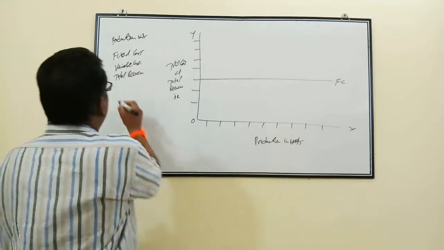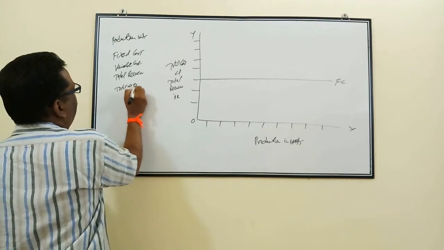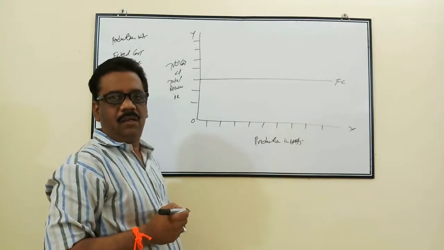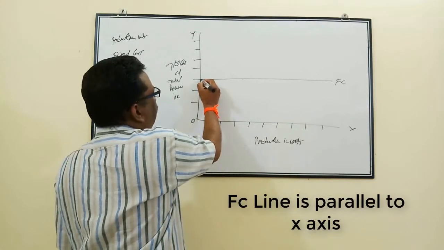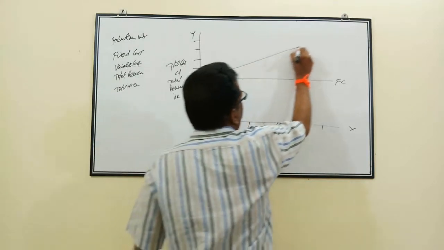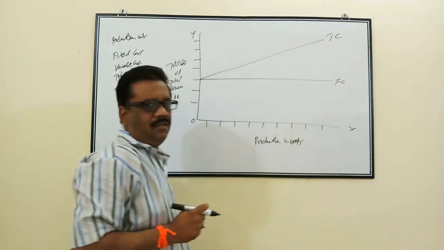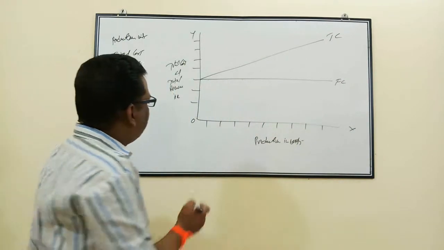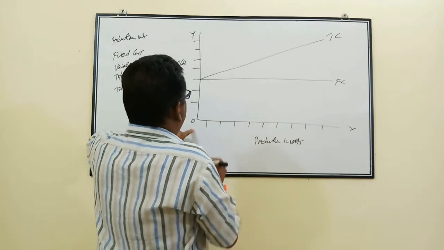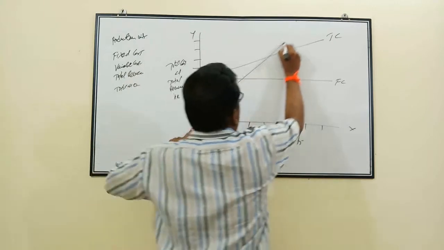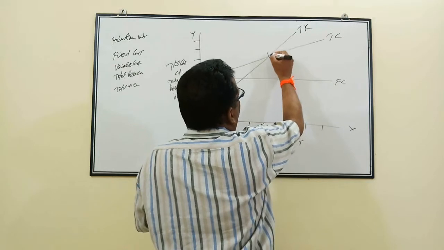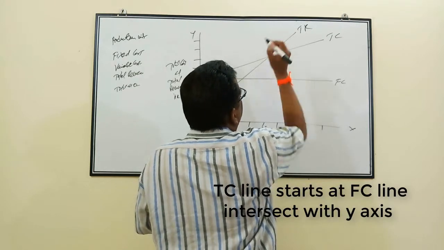Then take the total cost line. At 0 units of production, fixed cost will be there, but from there the variable cost starts, so the total cost line, if you consider various levels, appears like this. Then take the total revenue. If the total revenue at any level of production is considered, this is the TR line. The intersection point is known as break-even.